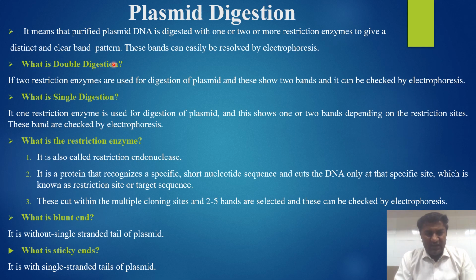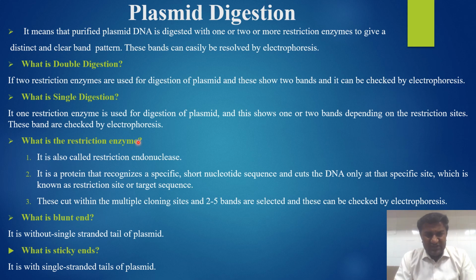What is double digestion? If two restriction enzymes are used for digestion of plasmid and these show two bands, it can be checked by electrophoresis. What is single digestion? If one restriction enzyme is used for digestion of plasmid and this shows one or two bands depending on the restriction sites, these bands are checked by electrophoresis.